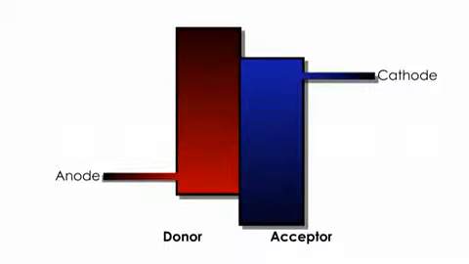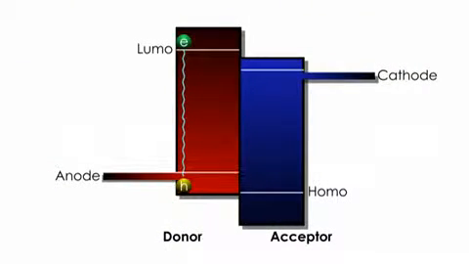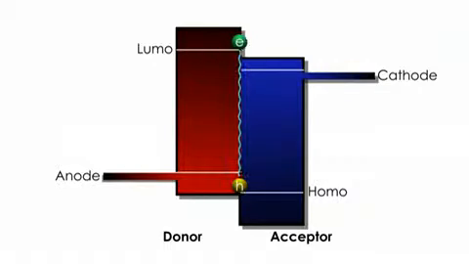Here we see the basic mechanism of photocurrent generation, where light absorption leads to a bound electron-hole pair, or exciton, which can diffuse to the donor-acceptor interface, where it undergoes a charge transfer reaction, forming a hole in the donor layer and an electron in the acceptor layer, followed then by charge conduction.